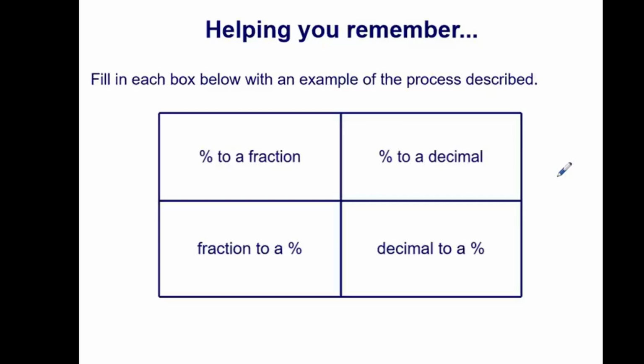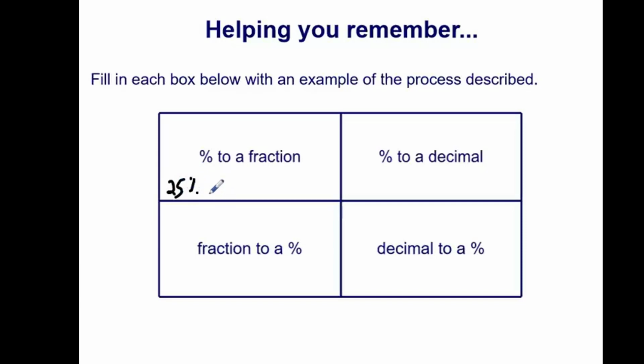Fractions, decimals, and percents all relate to each other. To help you remember, I'm going to fill in each box below with an example of the process described using one general percent, fraction, and decimal relationship. So first we have a percent to a fraction. The percent I'm going to choose randomly. You can use this with any percent. I'm going to choose 25%.